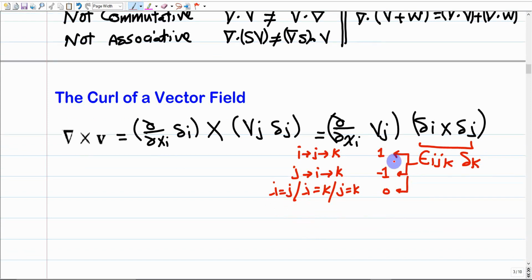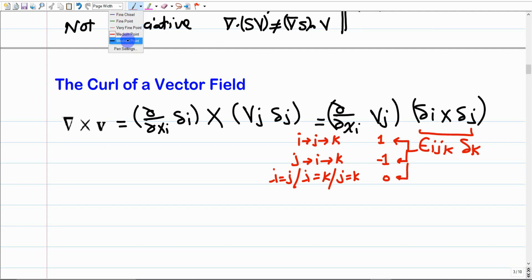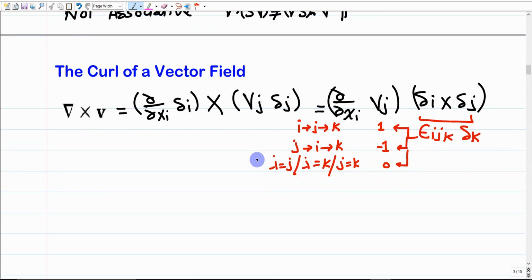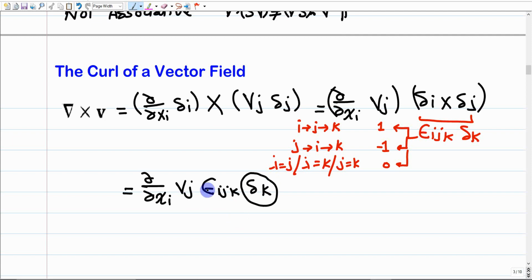So if we decided to carry on in this case, the delta i cross delta j gives epsilon ijk delta k. So then we can write this thing like we're going to say that we do have partial by partial xi vj, and then this term will be replaced by the epsilon ijk delta k. As you can see, delta k means that we're going to end up with a vector. Everything multiplied together ends up with a vector, and this is what we mentioned before, the cross product of two vectors.